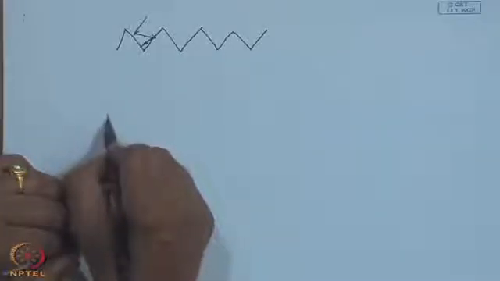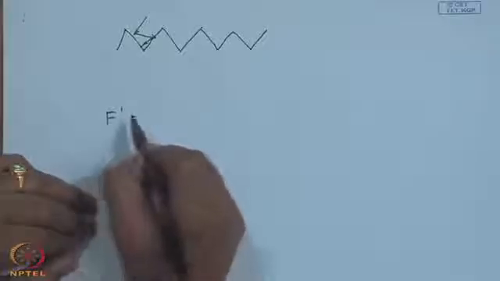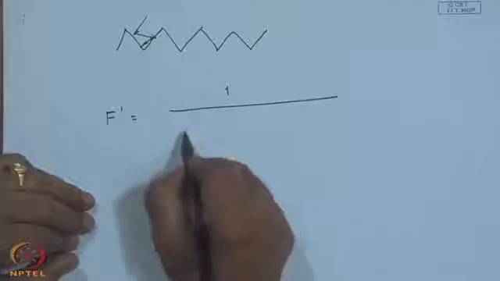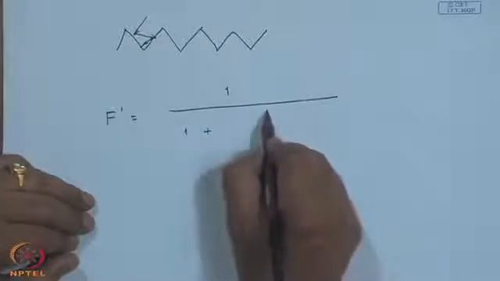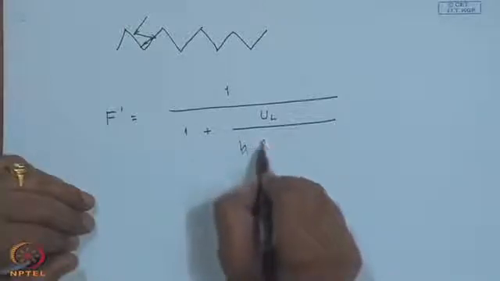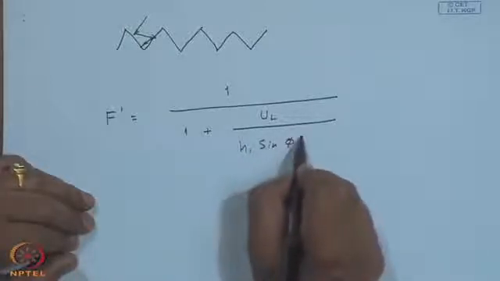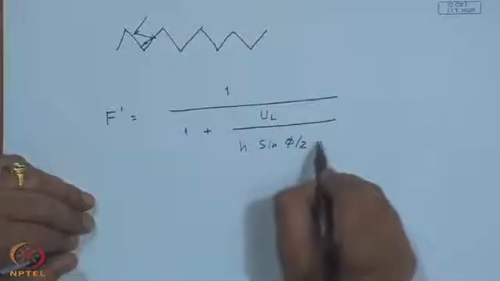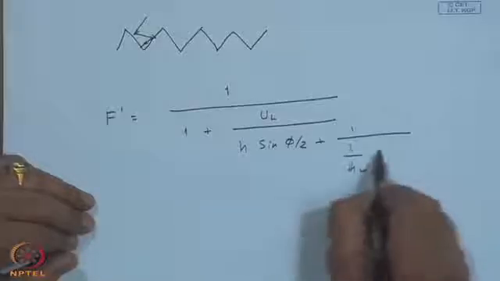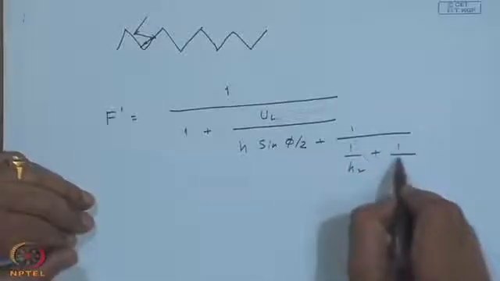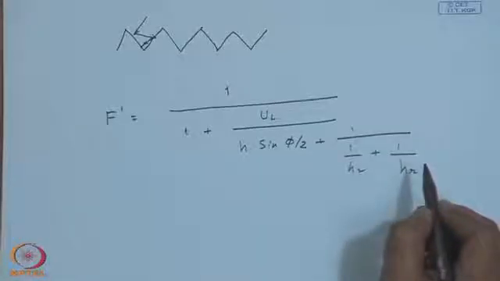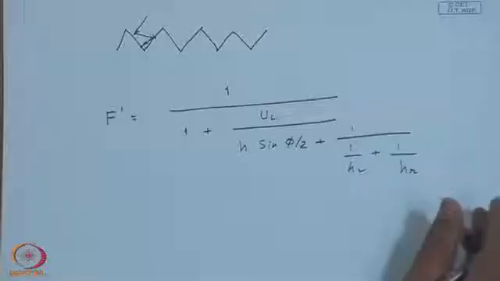So, f dashed for this particular situation is 1 upon 1 plus overall loss coefficient U L upon H 1 sin phi by 2 plus 1 upon 1 by H 2 plus 1 by H r, where H r is the radiative heat transfer coefficient for this situation.